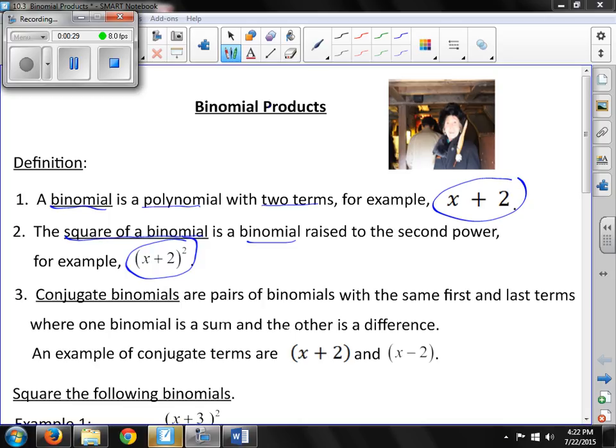Conjugate binomials are pairs of binomials with the same first and last terms where one binomial is a sum and the other one is a difference. One is a plus and one is a minus. One is a sum and one is a difference. This is an example of conjugate pairs, x plus 2 and x minus 2. They're exactly alike except for the sign in the middle.